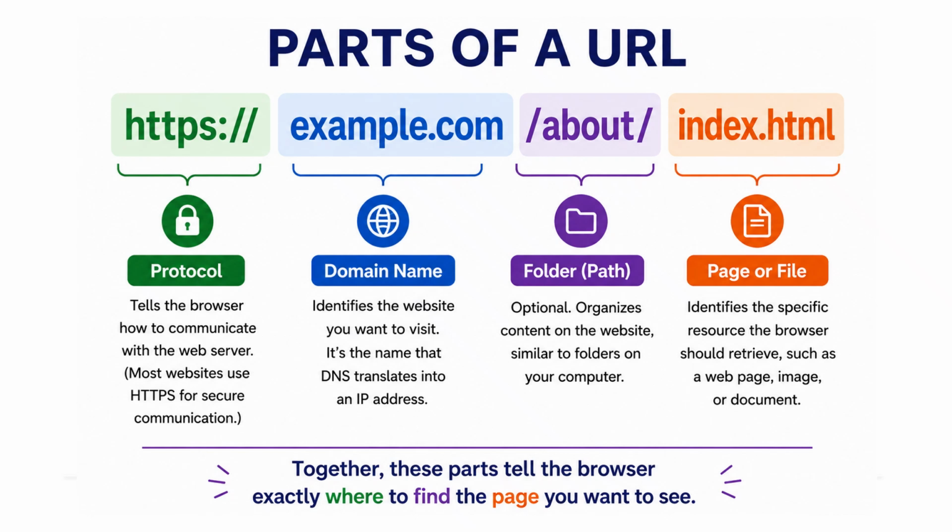You can think of a URL like a mailing address. The domain name identifies the building that you want to visit, while the folders and the page name tell exactly where you want to go once you arrive, like the specific floor or the office number or the apartment.